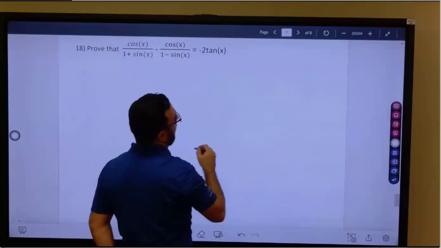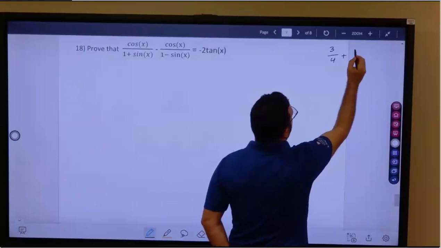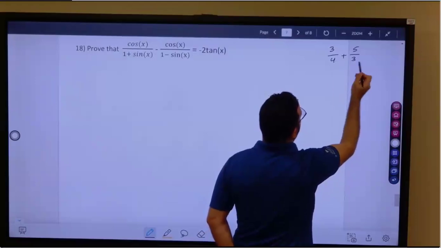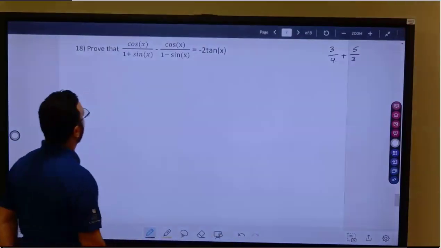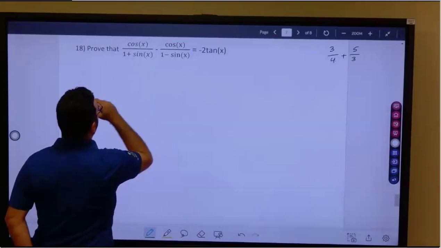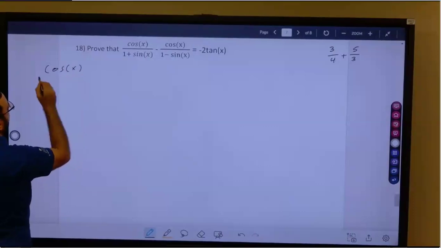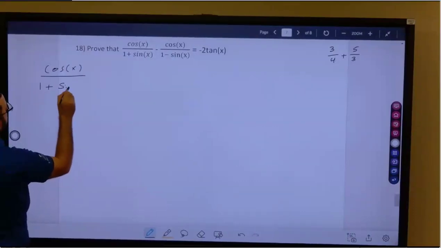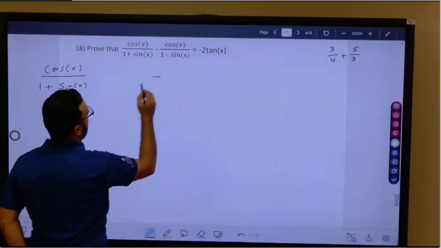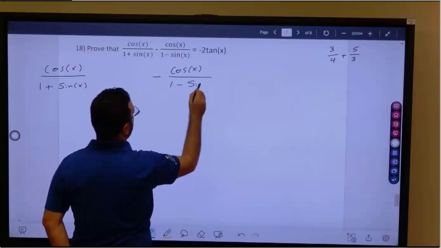And every time we have fractions with different denominators, for example 3 over 4 plus 5 over 3, we need to find the common denominator. We're going to do the same thing here. To find the common denominator, I'm going to multiply on this side cosine x over 1 plus sine x, and here is the minus, and we have cosine x over 1 minus sine x.